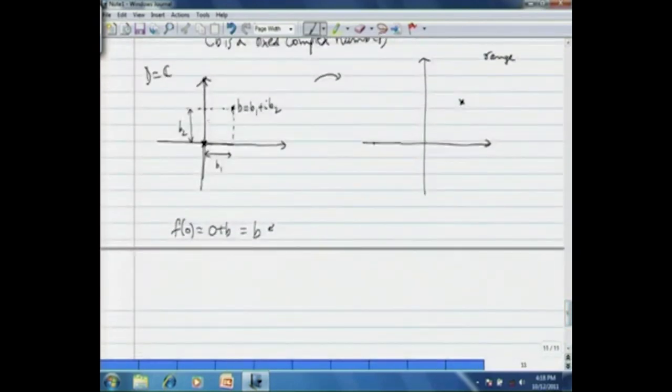In general, if you pick a point x plus i y, let us calculate what f of x plus i y is. This is going to be x plus i y plus b, which is b 1 plus i b 2. So, this is going to be x plus b 1 plus i times y plus b 2. What this means in terms of pictures is that this point x plus i y is translated via this number b.